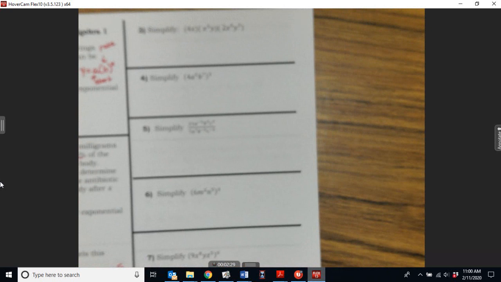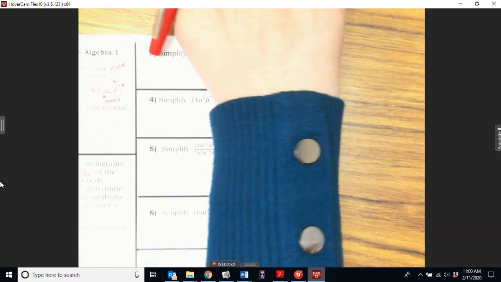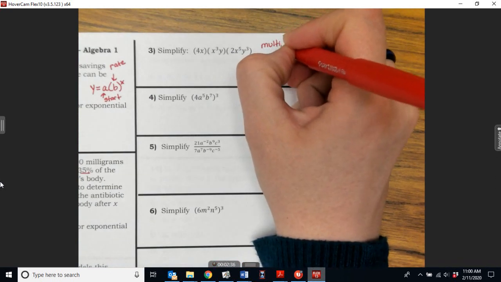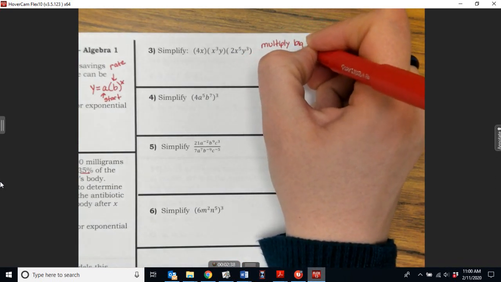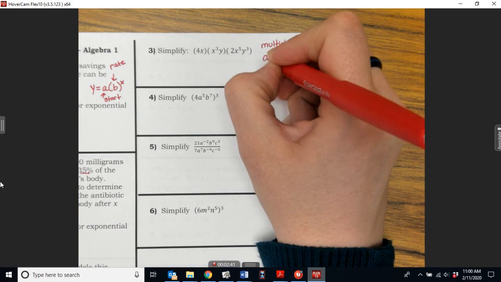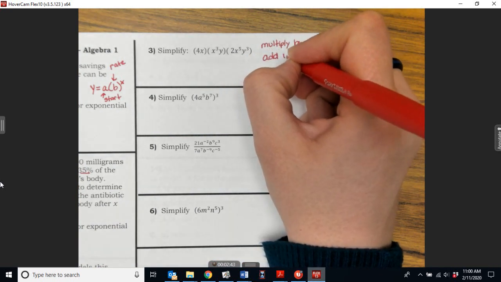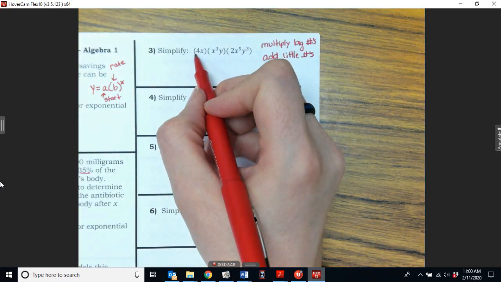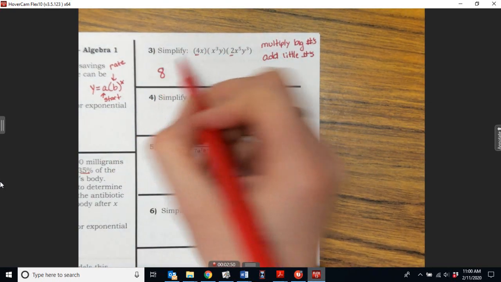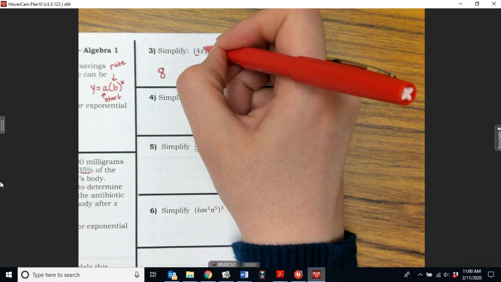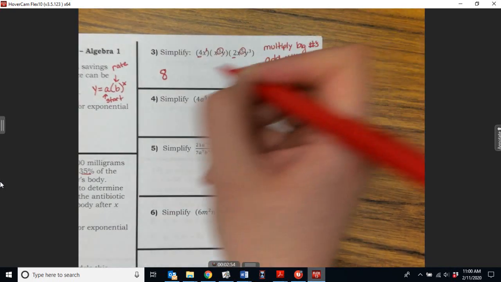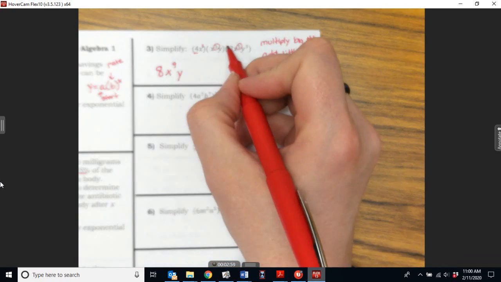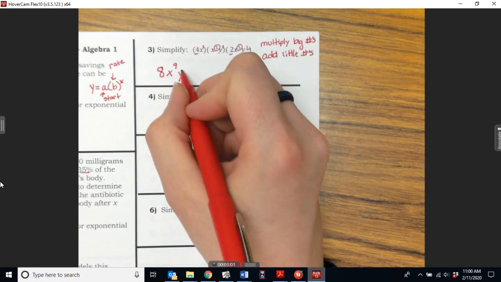All right, exponent rules. On number 3, this is where we multiply the big numbers and we add the little numbers. So 4 times 2 is 8. And then I add my x's. I have 1 plus 3 plus 5, which makes 9. And then I add my y's, and I have an invisible 1 plus 3 makes 4.